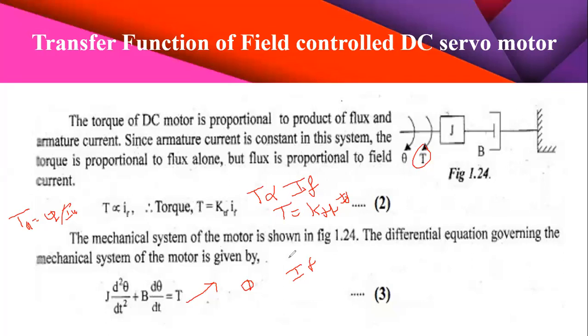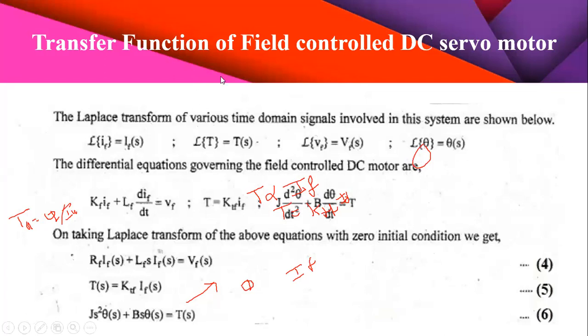So finally, the transfer function we can obtain is theta divided by V of S. So that is displacement divided by voltage. Now we are going to take the Laplace transform of these three equations. So these are the three equations we obtained.